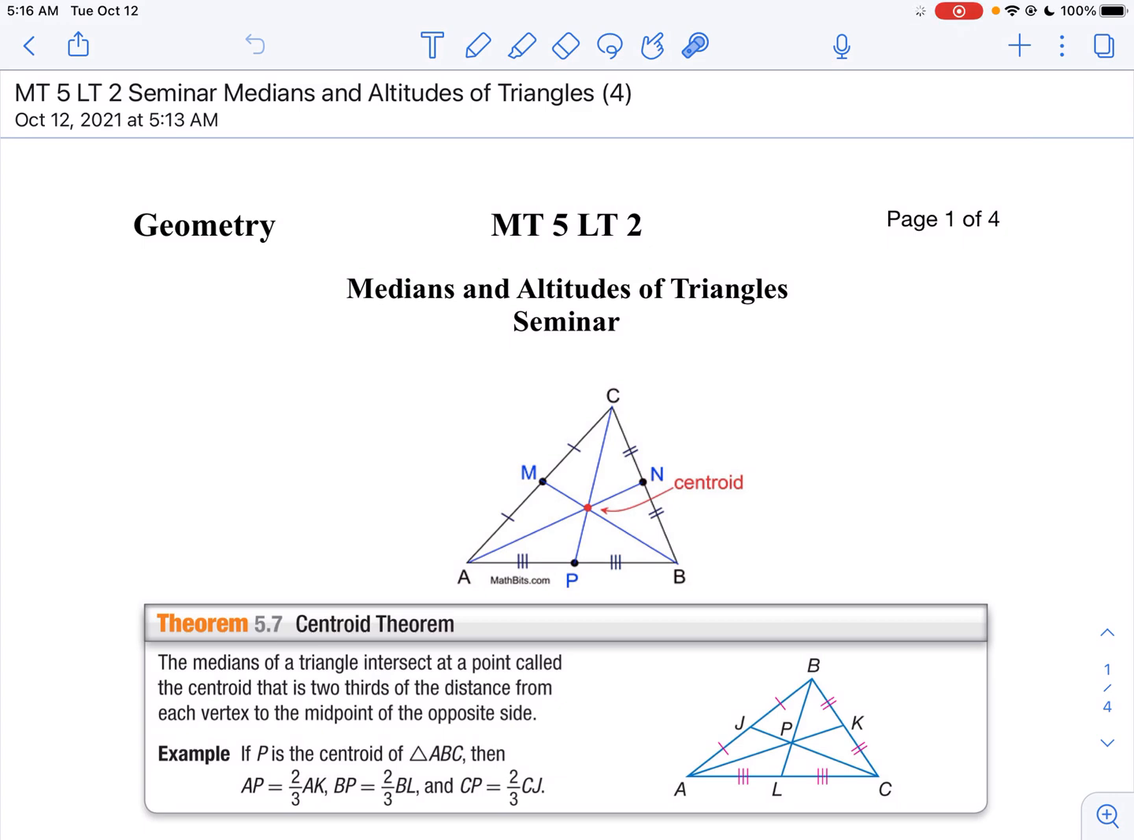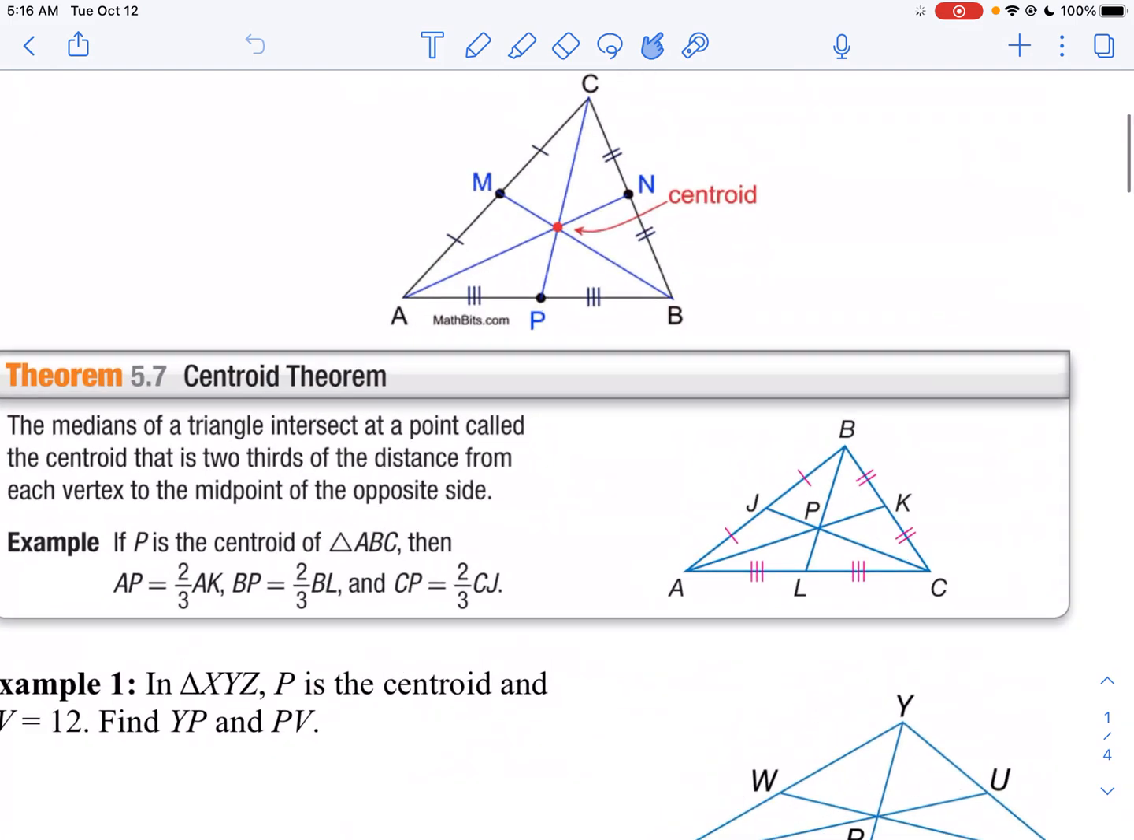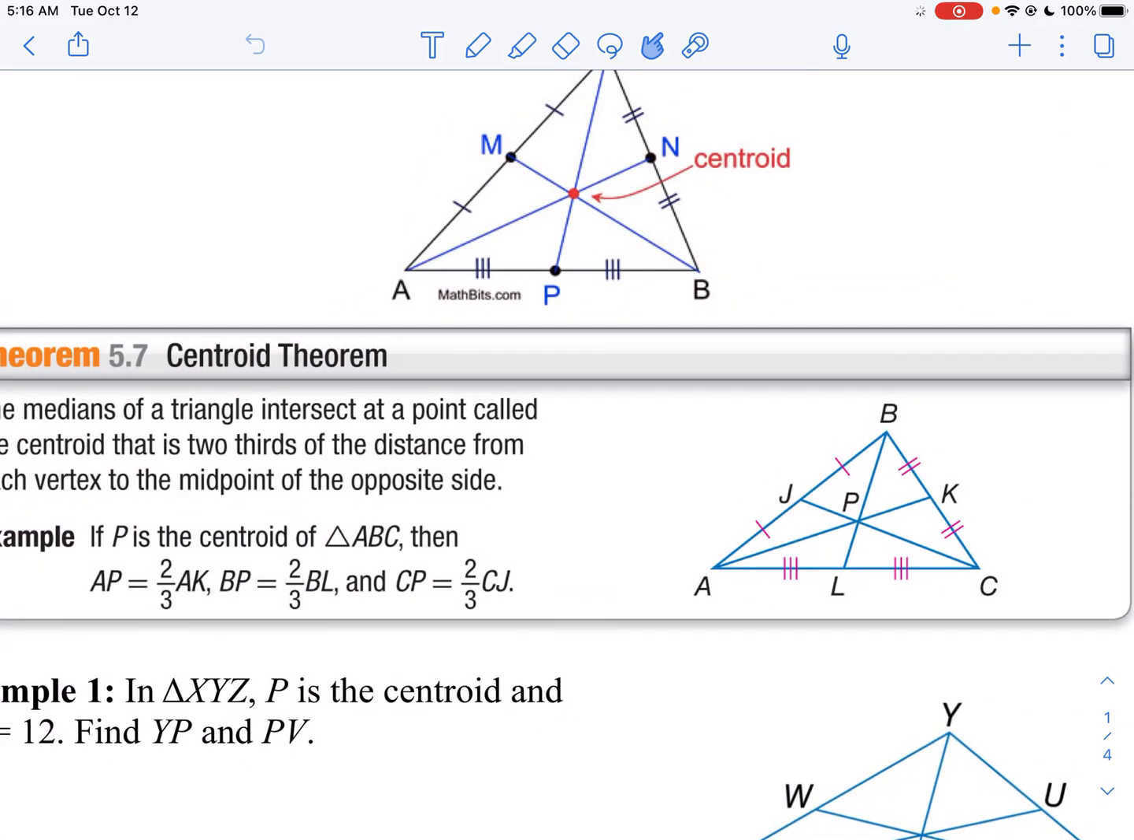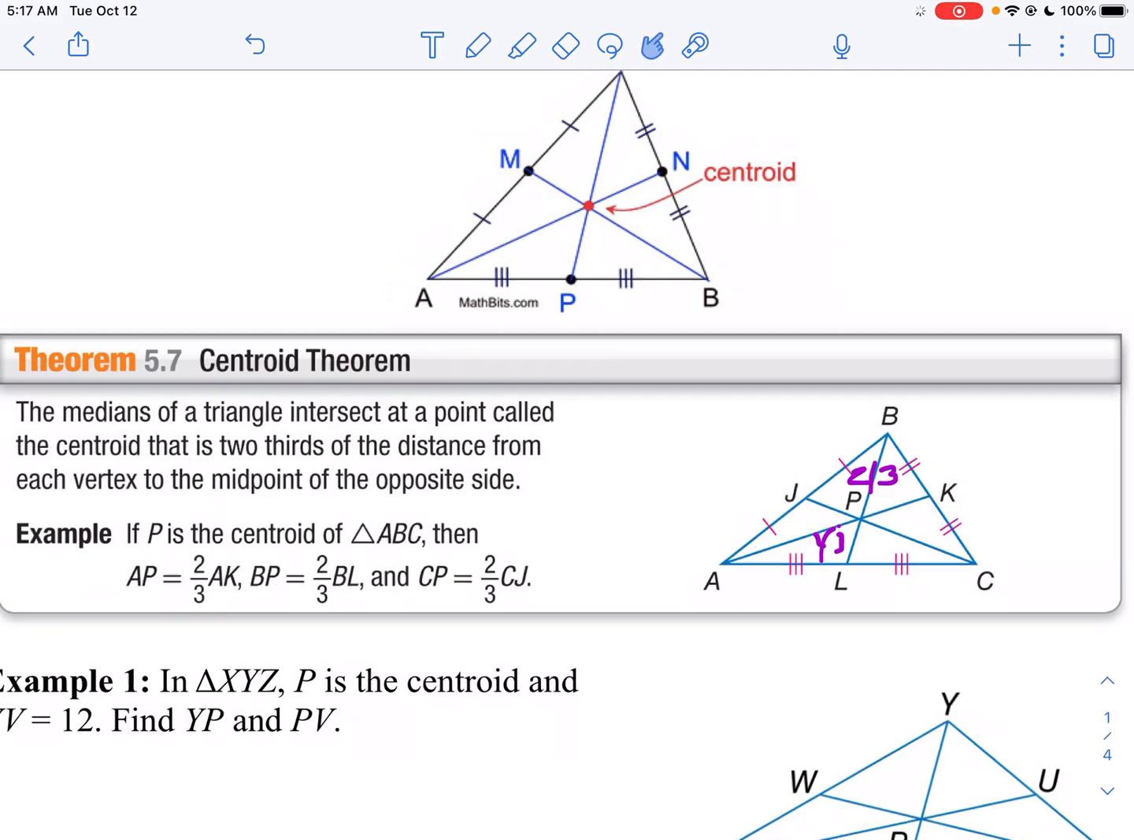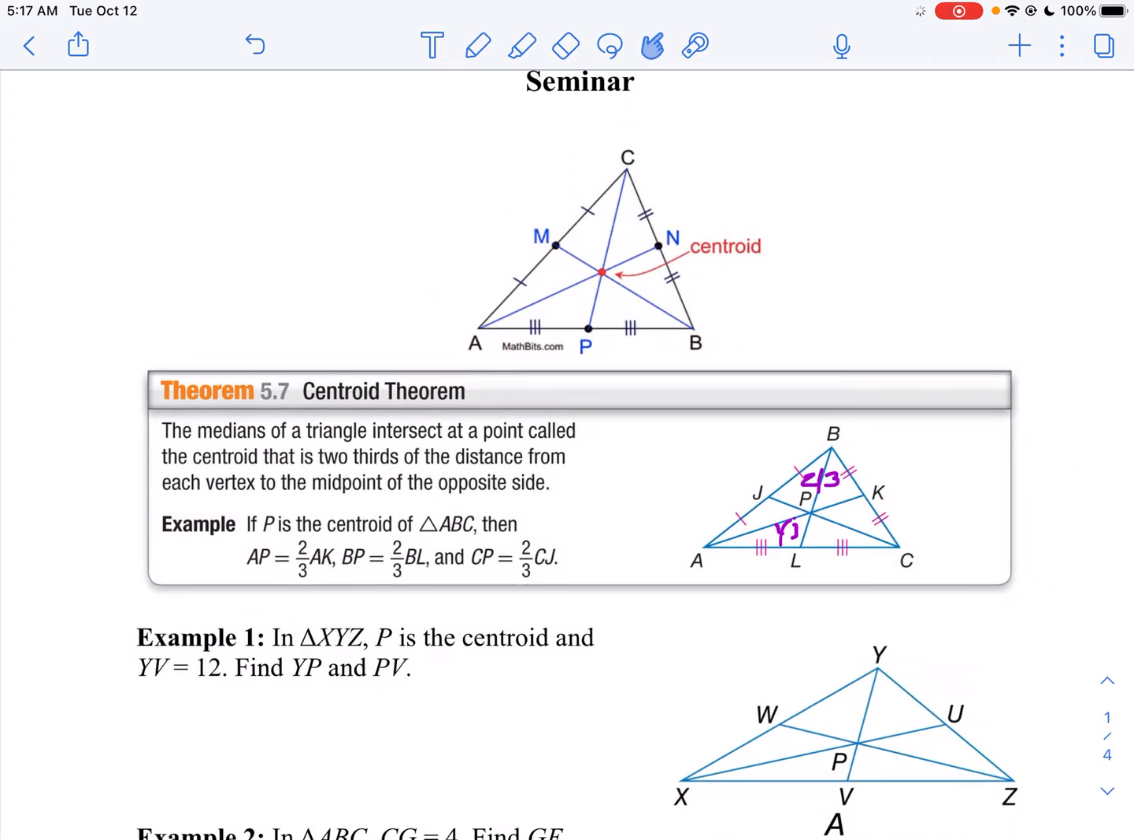Now, the centroid theorem says the point of concurrency is 2/3 of the length from the vertex. So if I look at this, B to P is 2/3 of the length of B to L, or P to L is 1/3 of the length. A lot of times we say it's in a ratio of 2 to 1. And that's what I want you to remember. It's in a ratio of 2 to 1. It's not the center. It's in a ratio of 2 to 1.